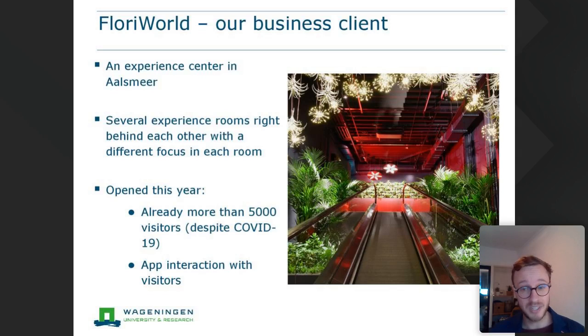Although they only opened this year, and despite COVID-19, they already had way more than 5,000 visitors. They also have a lot of technological or interactive stations, with a lot of apps within these different rooms with the flowers where people can interact. As Hauke said earlier, there's also some form of questionnaire already integrated that can give us additional insights and more information. So if you would help us in this challenge for the hackathon, we would of course work with Flory Worlds, not only with us at Becker, but also with Flory Worlds as a business client.